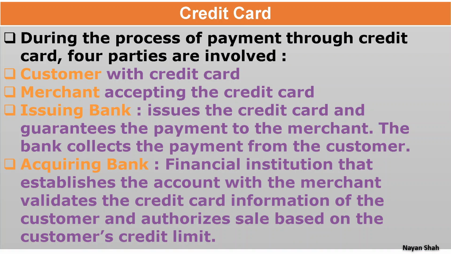During the process of credit card payment, four parties are involved. It is very important to understand which are the four parties and what they do. One is the customer with the credit card, second is the merchant accepting the credit card payment, third is the issuing bank from which we get the credit card, and fourth is the acquiring bank, that is the financial institution in the business of credit cards, that is MasterCard and Visa and like that.